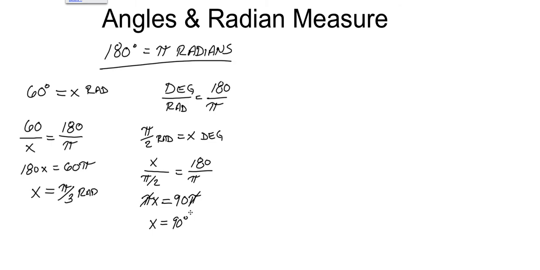All right, so here we can see that 60 degrees was equal to pi over 3 radians, and that pi over 2 radians was equal to 90 degrees. And if you know anything about the unit circle and you can remember some of the points that are on it, those probably look somewhat familiar to you.